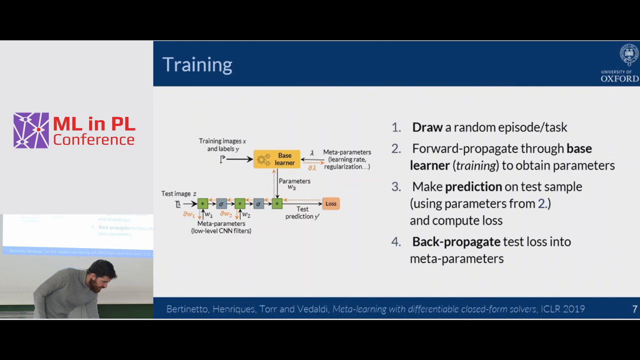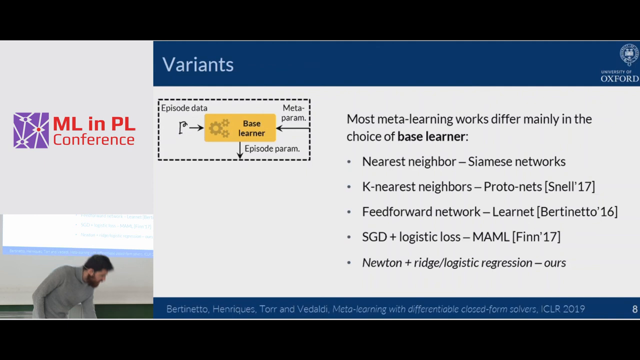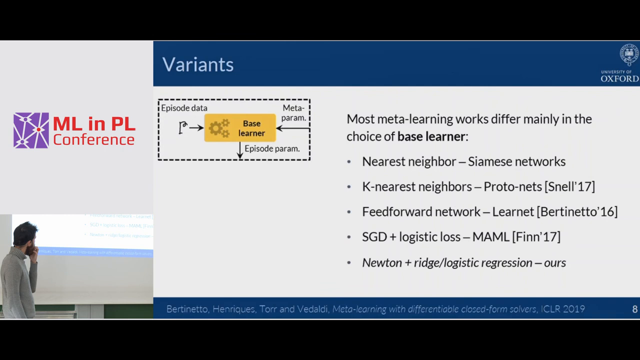So I've abstracted the base learner a little bit. If you look at a lot of meta learning algorithms, they always seem on the surface to be very different, but they actually all fit this sort of framework. And by changing the base learner, that's how you get almost all of the latest papers on meta learning. That would be based on k nearest neighbors, just feed-forward networks, SGD with logistic loss. And the one that I used here was ridge regression, and a few other variants. So it was just by changing the base learner.